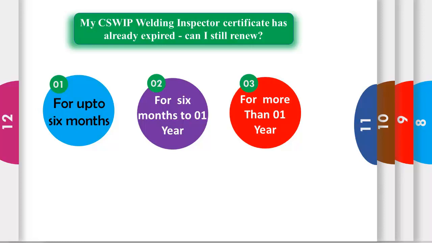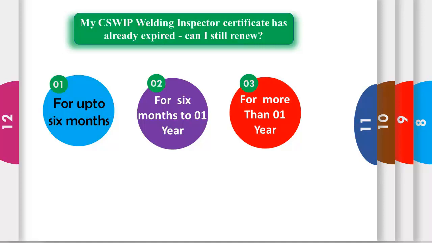For 6 months to 1 year, if you feel you have a valid reason for missing your renewal, your application can be sent to the appeal panel. There will be a non-refundable administration charge for this. Please contact CSWIP Certification Limited for the relevant application form if you are facing this issue. And for more than 1 year, you are unable to renew and will be required to sit the initial examination again.